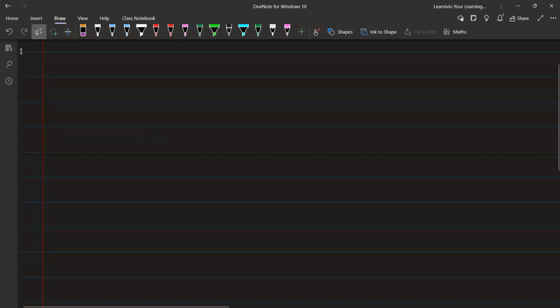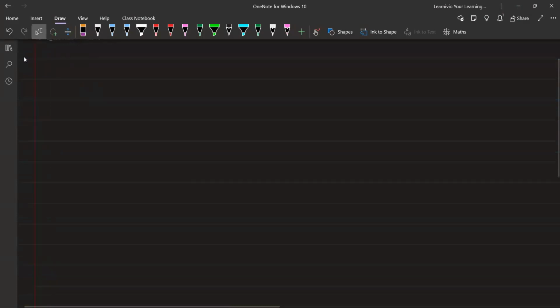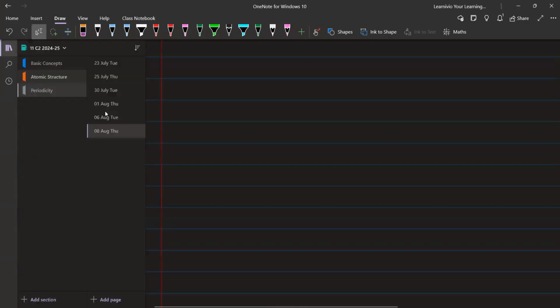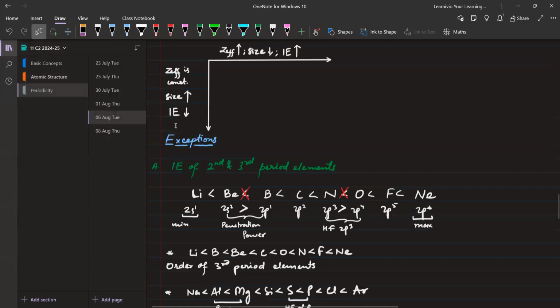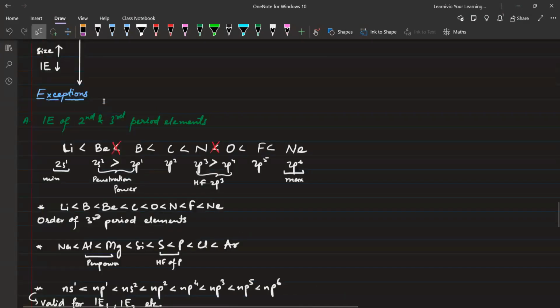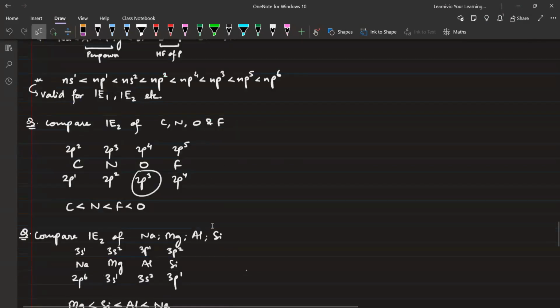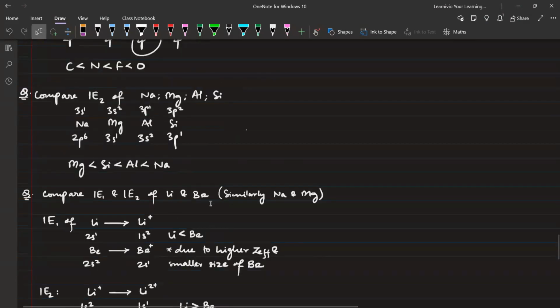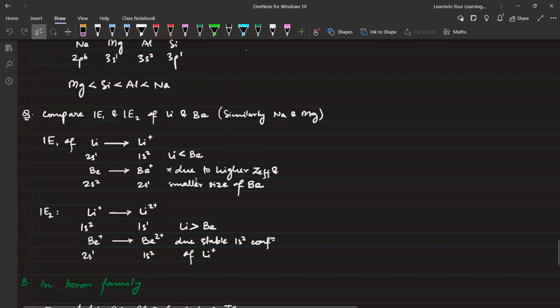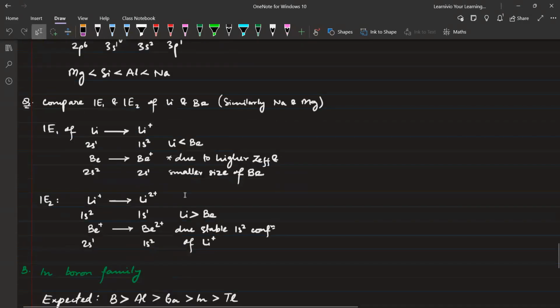Fine. In the last lecture we have seen all the exceptions, haina? Here we saw quite a lot of things. For example, in the ionization enthalpy of second and third period elements, we talked about beryllium and the difference between nitrogen and oxygen. Then we did carbon, nitrogen, oxygen, fluorine, then sodium, magnesium, aluminum, silicon, lithium and beryllium, first and second ionization enthalpy of lithium, beryllium. Then in the boron family, we have seen some exceptions.